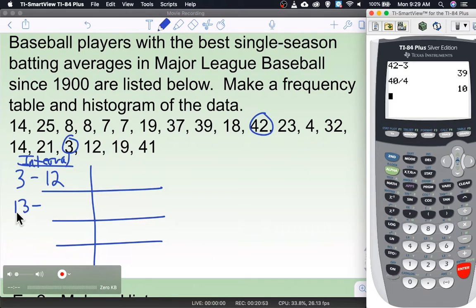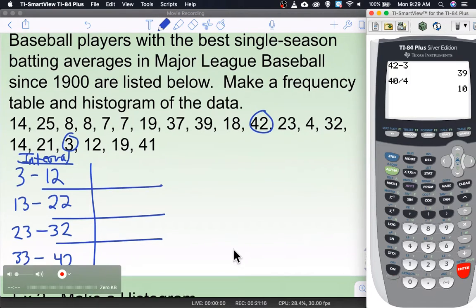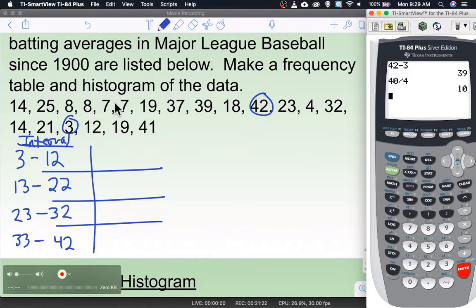And then I'm going to do the same thing. From 13, 10 numbers up would be 13, 14, 15, 16, 17, 18, 19, 20, 21, 22. And I'm starting to see a pattern here. From 23 up to 32. From 33 up to 42. I can see the pattern that I was building here. And that does cover every single number in my data.